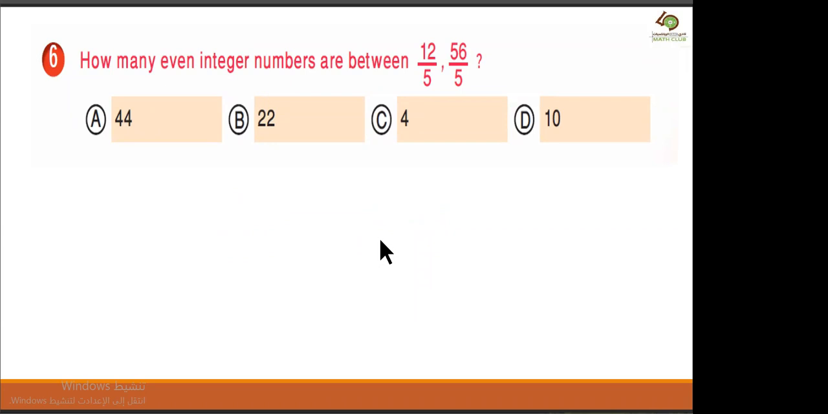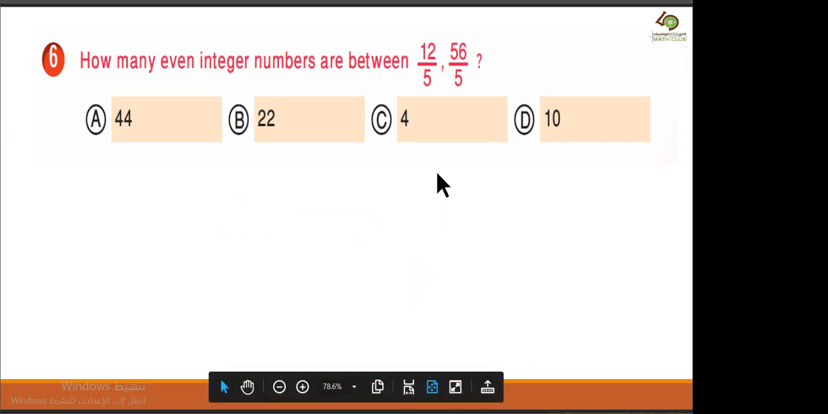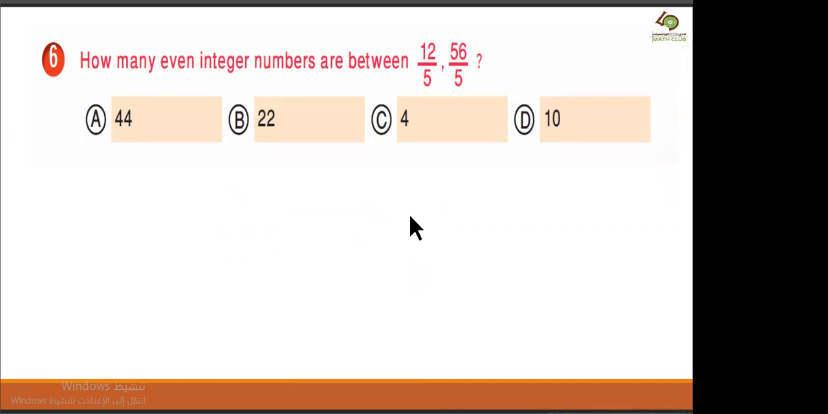How many even integer numbers are between 12/5 and 56/5? Do you know even numbers and odd numbers and prime numbers? Can you give me even numbers? Even numbers like what? Yes, Dana, right. Perfect, perfect, right. Odd numbers. Can you give me odd numbers? Right, Khalid Dosari, right. Good, good, perfect, perfect, right.